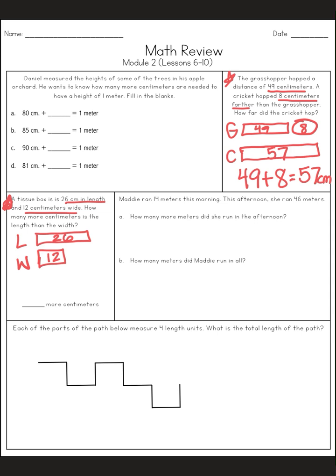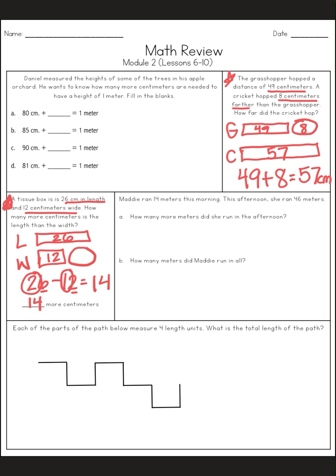So I have both of those amounts. What I'm looking for when it says how many more is the difference. Remember, when I'm finding the difference, that means I am subtracting. So I'm going to subtract 26 minus 12. For this problem, I can use my strategy of ones and tens. So I can subtract 6 ones minus 2 ones is 4 ones. 2 tens minus 1 ten is 1 ten. So my answer would be 14 more centimeters. A tissue box is 14 more centimeters long than it is wide.